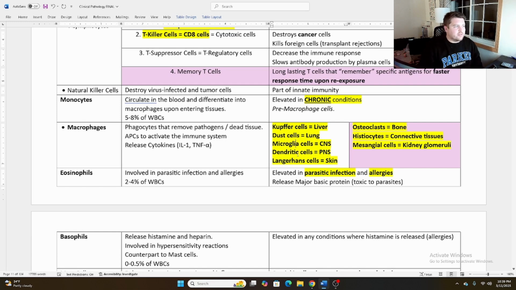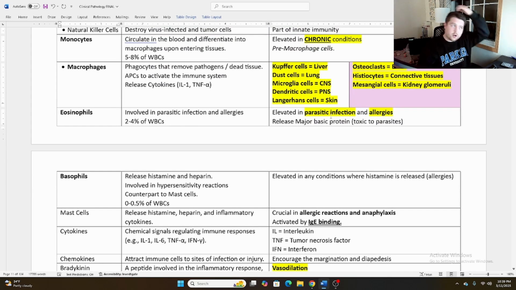This is our list of macrophages. This list for sure, 1000%, you always get a question about which of the following is the macrophage in this specific tissue, or something along the lines of, the dust cells are activated. The dust cells are shown to be activated on whatever test. Where is the pathology located? Dust cells are for the lungs, so something along those lines.